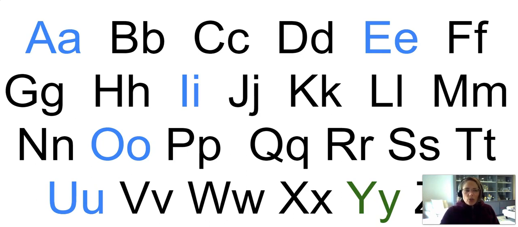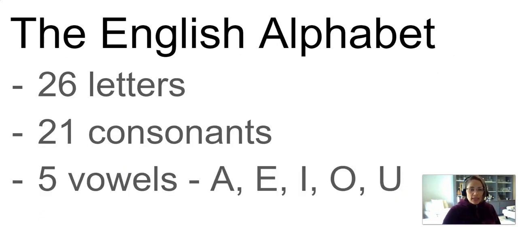There are 26 letters in the English alphabet, and there are 5 vowels. We have A, E, I, O, and U. These are the vowels. The rest are consonants. So to repeat, there are 26 letters in the English alphabet, 21 consonants, and 5 vowels. A, E, I, O, and U.